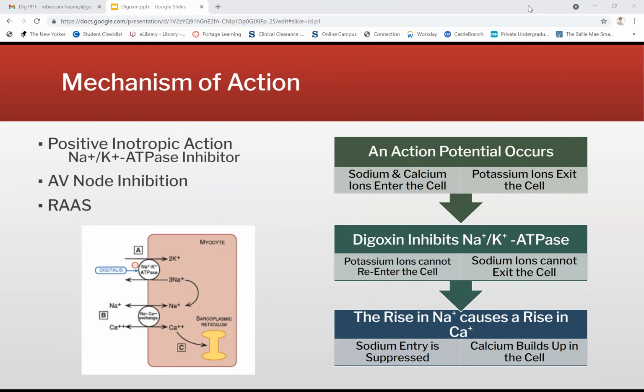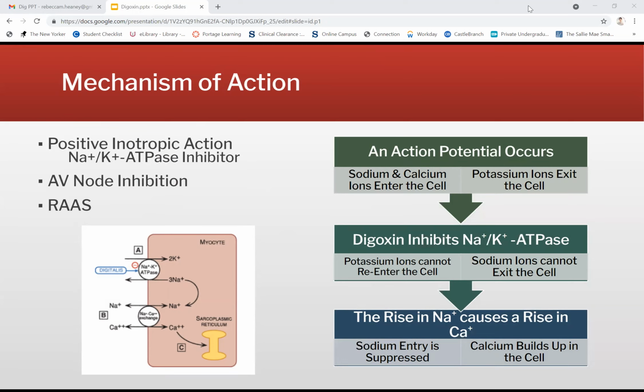By enhancing the influence of the vagus nerve on the heart, digoxin is able to increase electrical conduction through the AV node. This results in a prolonged refractory period, or the period of time in which the AV node is responsive to stimulation. This assists in decreasing the heart's rate.